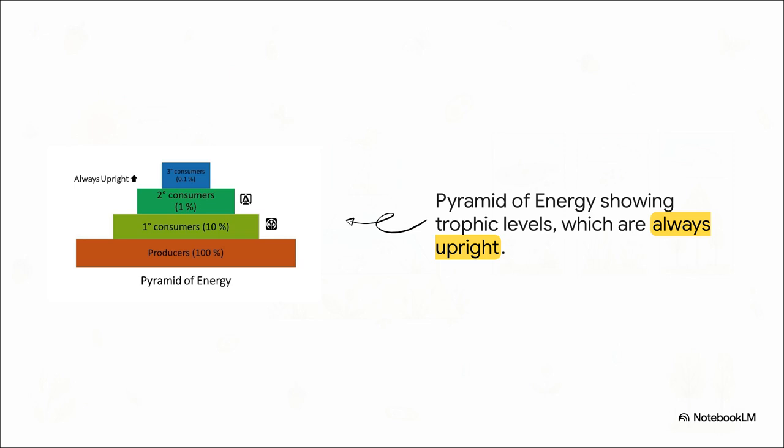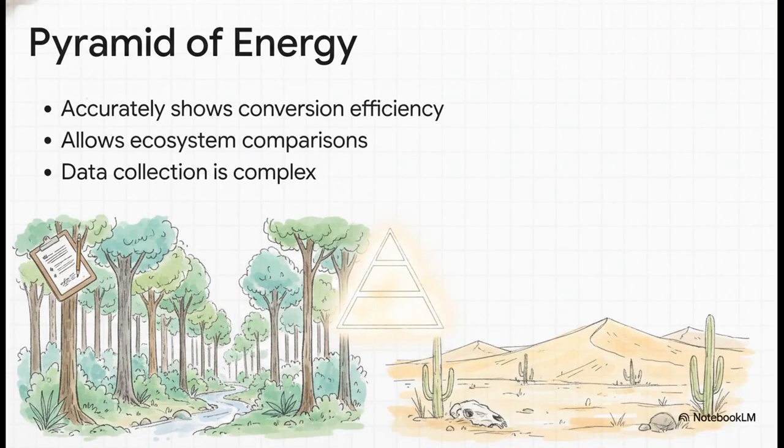up the trophic ladder. Because it takes into account the rate of production over time, it super accurately shows the efficiency of energy conversion. It's the most consistent model we have, allowing ecologists to compare totally different ecosystems side by side. The major disadvantage, though, is that collecting this kind of highly detailed energetic data over time is incredibly complex, time-consuming, and just straight-up difficult to pull off in the field.